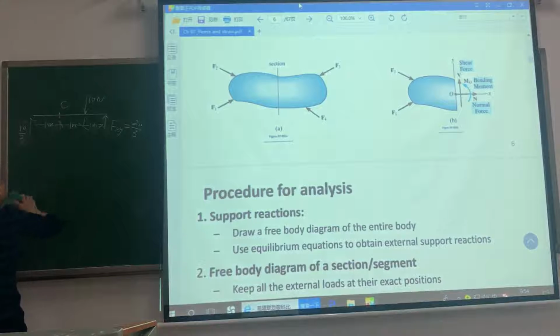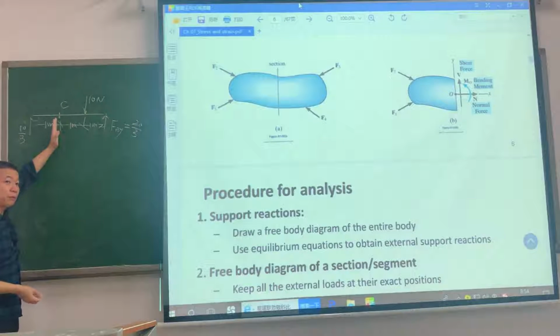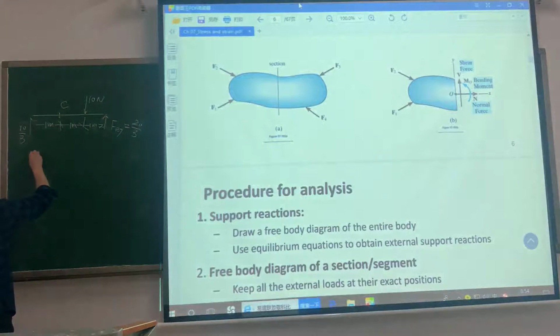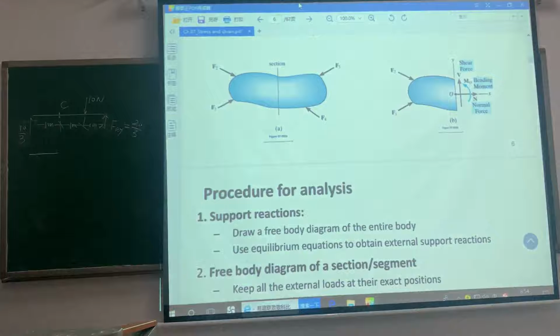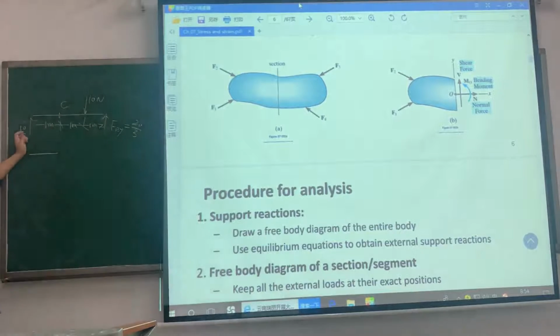So, make a cut at point C. Separate the beam into two parts. We can take each one to analyze. Suppose I take the left part to analyze.